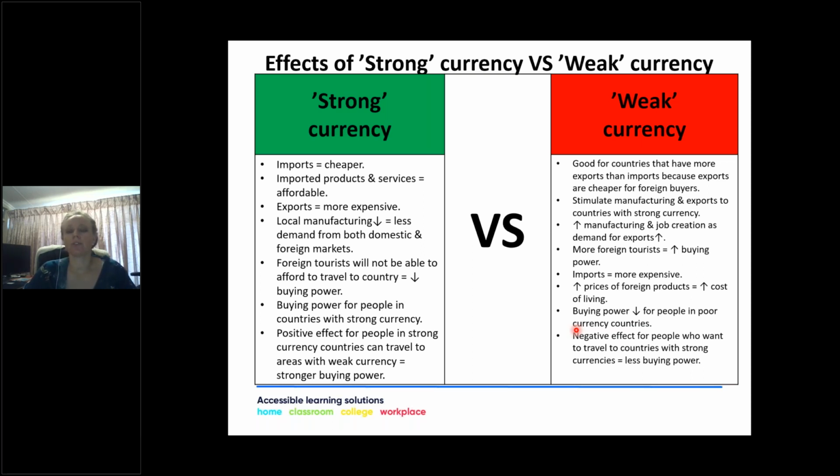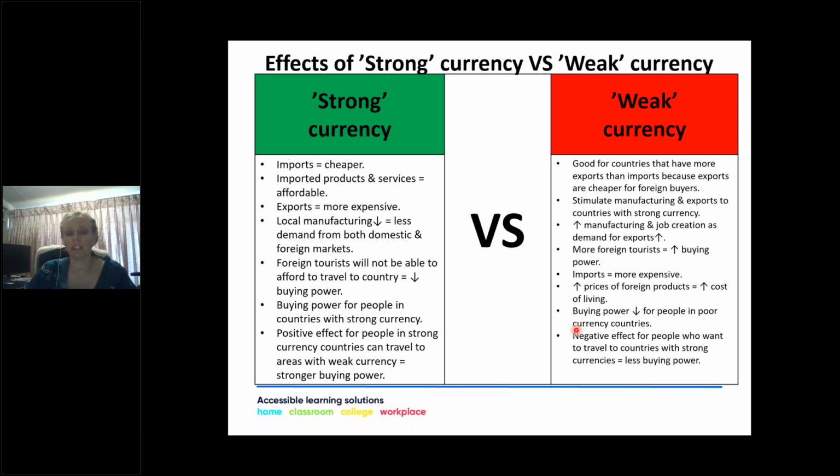So grade 12s, you must understand the difference between a strong currency and a weak currency and how to interpret this in a specific scenario. A typical scenario would be, for example, a foreign tourist coming from the United Kingdom visiting South Africa, or a South African tourist going to visit the United Kingdom, and how you will describe the strong and weak currency.